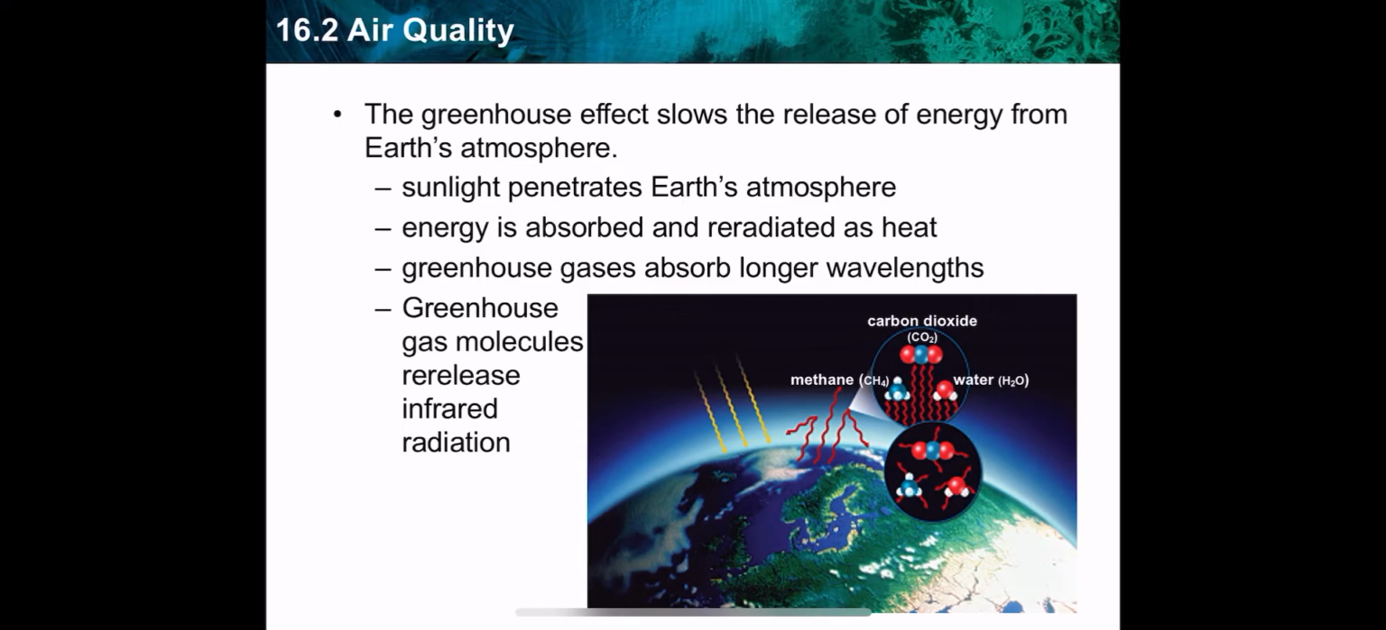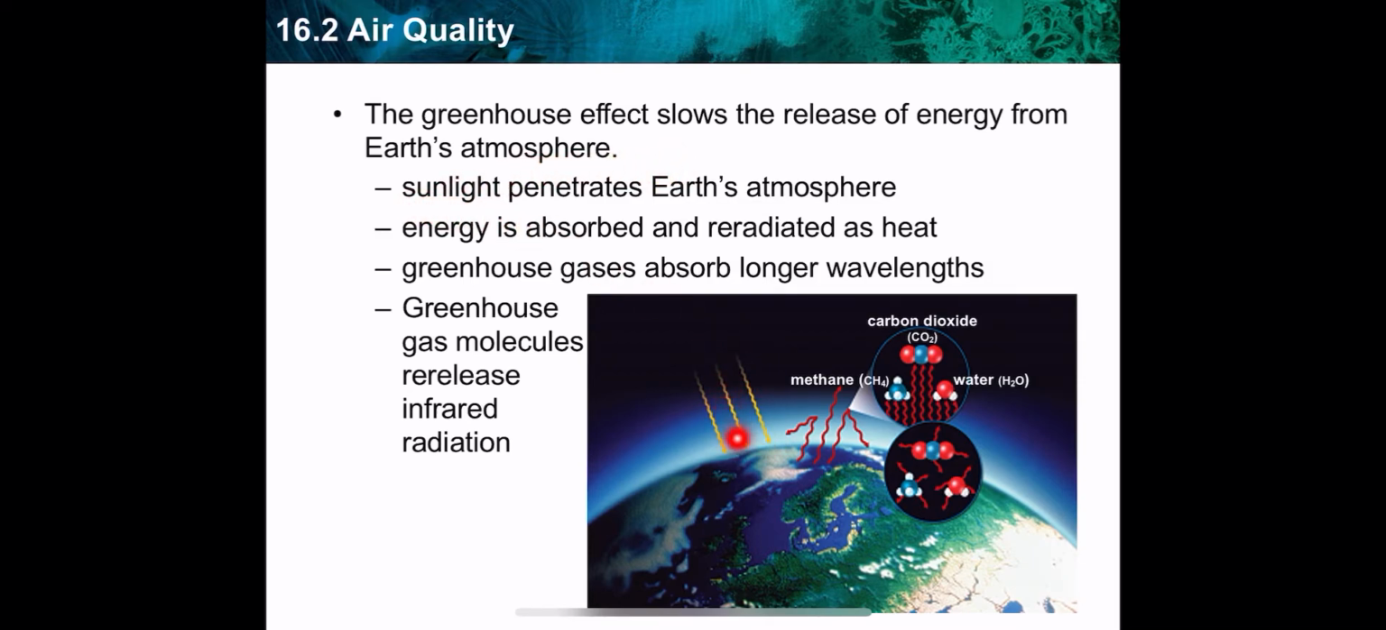Actually, carbon dioxide is called a greenhouse gas. It causes the greenhouse effect. What is the meaning of the greenhouse effect? The greenhouse effect slows the release of energy from Earth's atmosphere. It prevents energy from escaping from the Earth's atmosphere out to space. Why? Due to greenhouse gases like carbon dioxide.